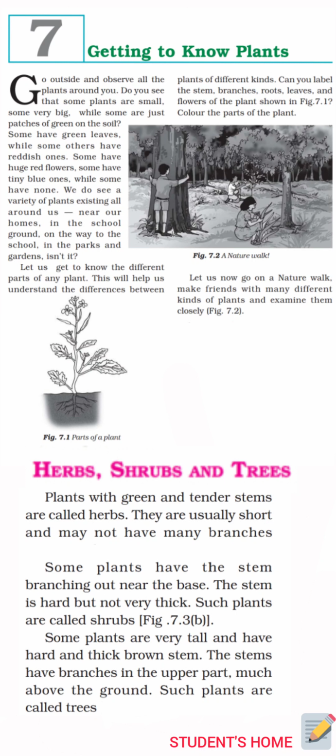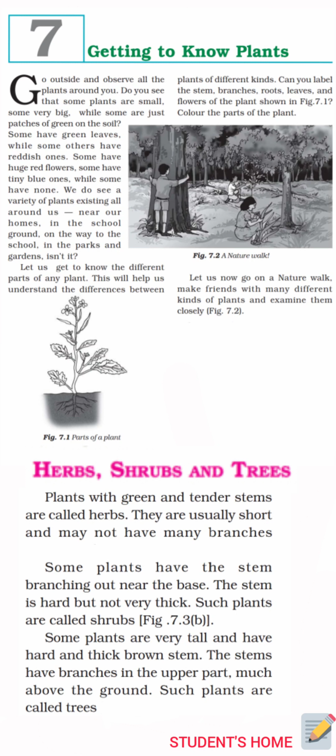We do see a variety of plants existing all around us, near our homes, in the school ground, on the way to the school, in the parks and gardens, isn't it? So let us get to know the different parts of a plant. This will help us understand the difference between plants of different kinds. So class, our first topic is herbs, shrubs and trees.